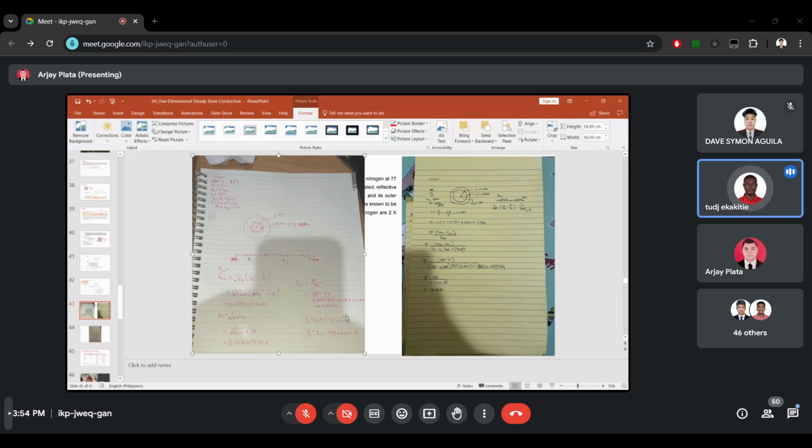Then after I got the answer, I did the calculation for the convection, which I used the formula 1 over 4 pi r squared h. And after getting the answer, I used delta T over R total. That's what I did. I don't know if it's correct. Okay, thank you, Taji. Your method is correct.